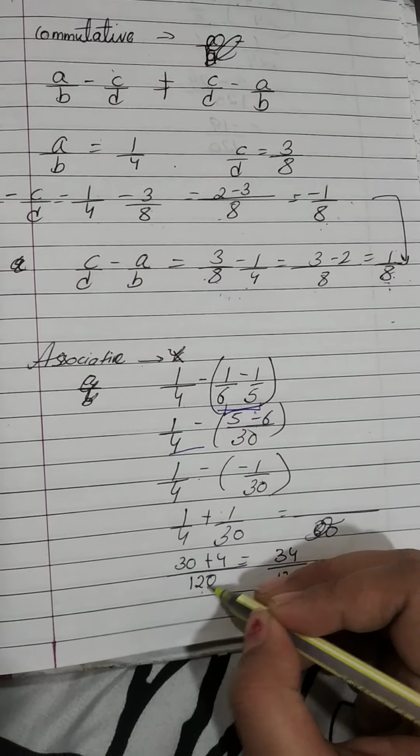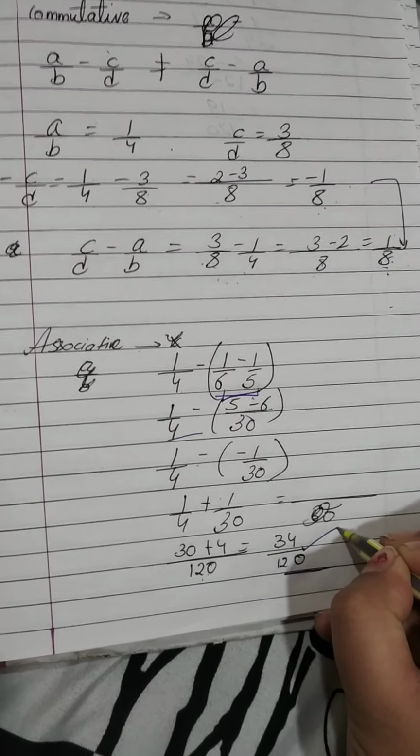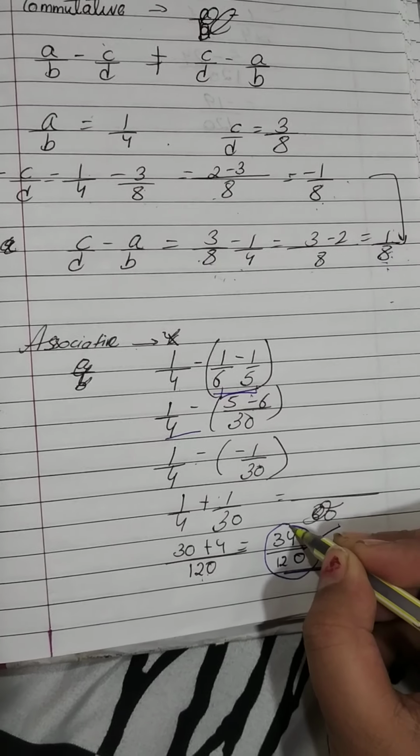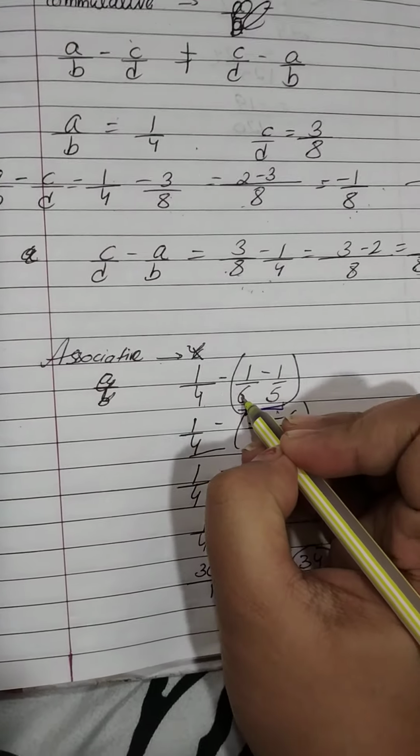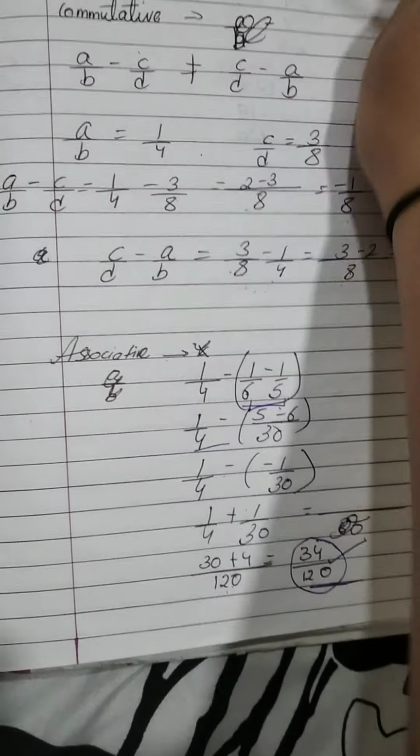Then on adding these two numbers, I am getting 34 by 120. This is the final answer I am getting. Okay. Now what I will do, I will subtract first two. Then I will subtract the third one. Let us come to that.